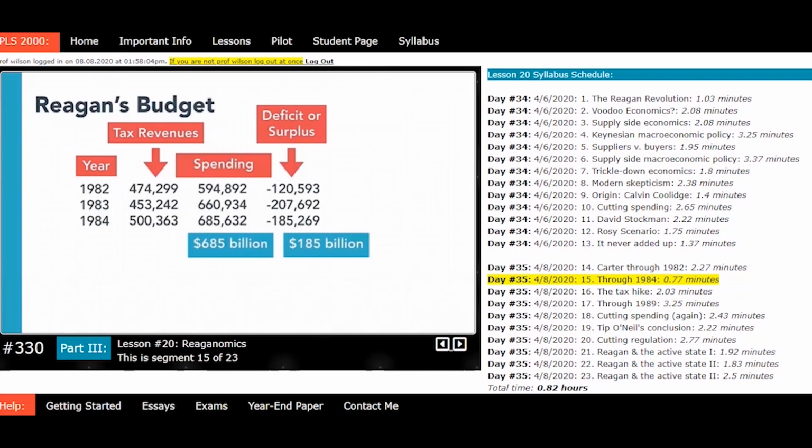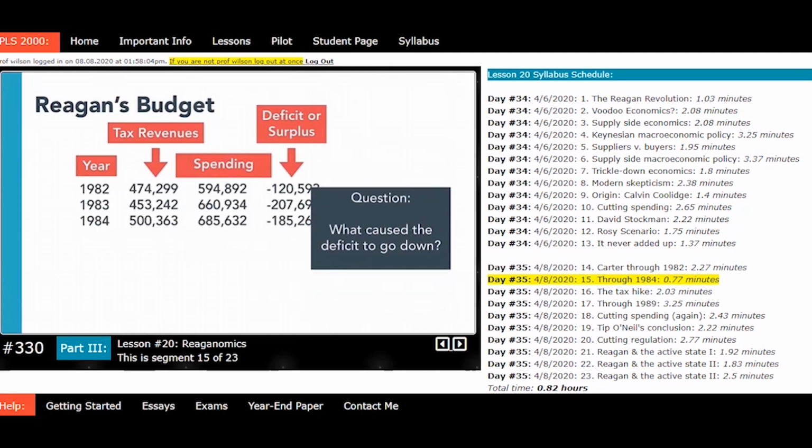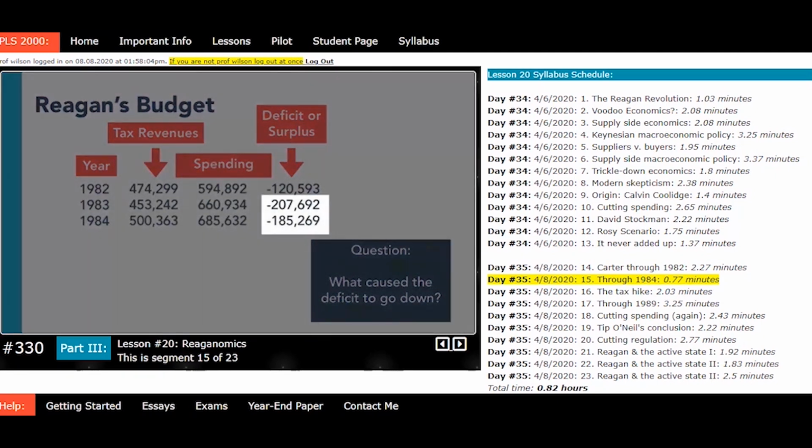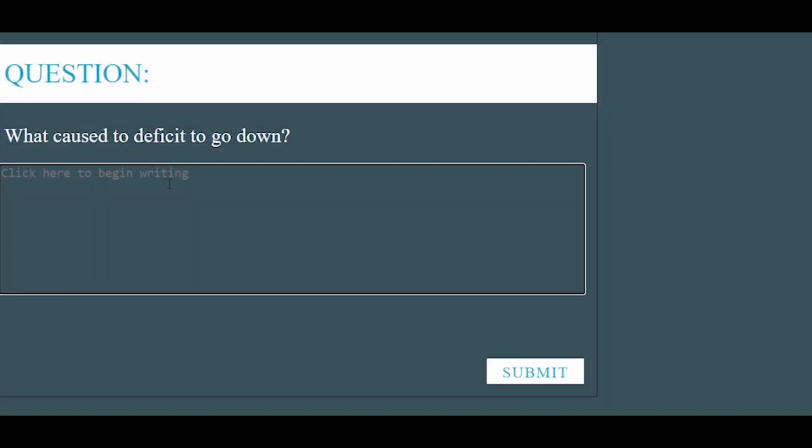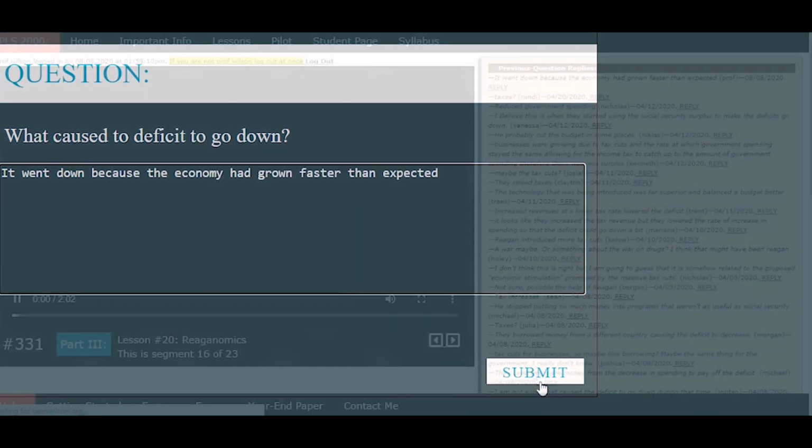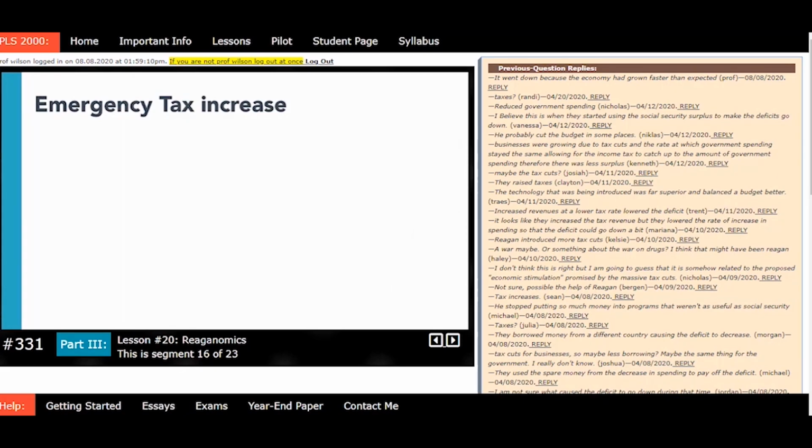The deficit now is down to $185 billion. I want to ask a question. What caused the deficit to go down? All right, now the answer is Reagan has to pass an emergency tax increase.